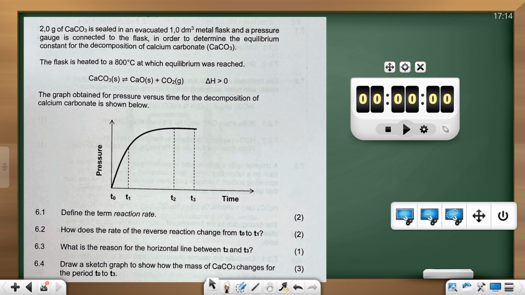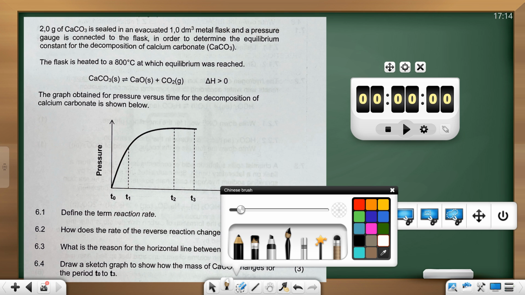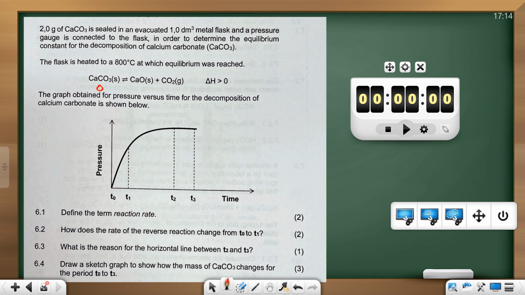Are you with me? Please let me know if we are on the same page. The number of moles of gases. Now, if I check in this, what's the number of moles of gas on the left-hand side? 0. There's no gas, it's a solid. Number of moles of gas on the right-hand side? 1. If we increase pressure, which side are we going to favor?